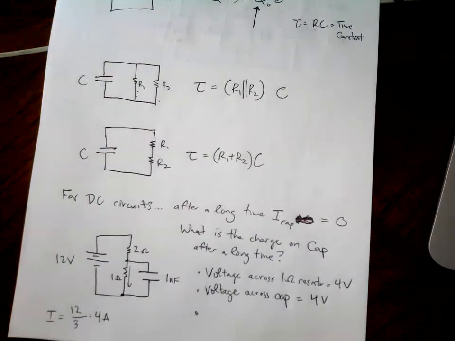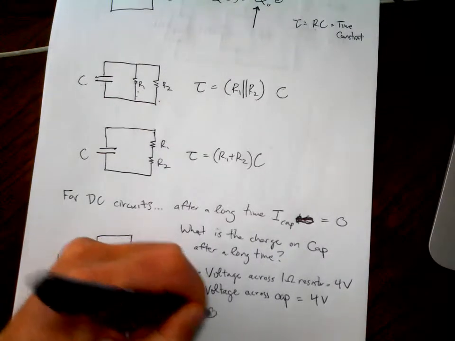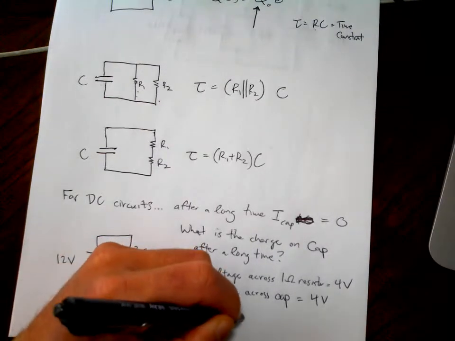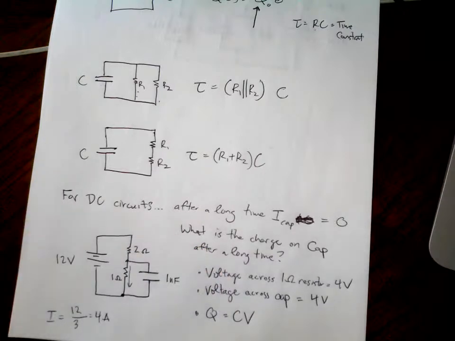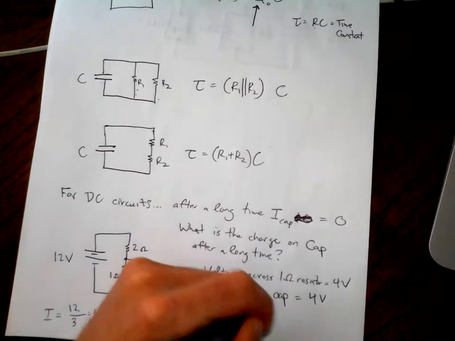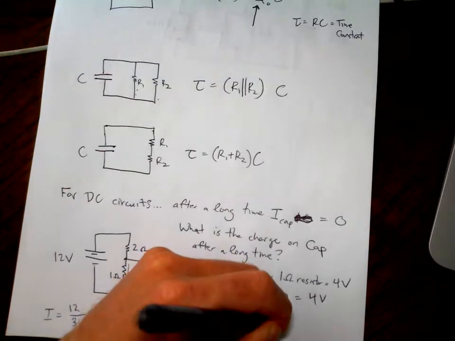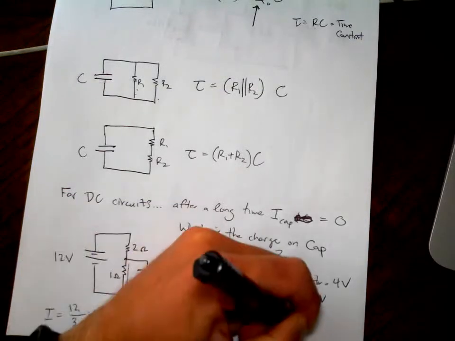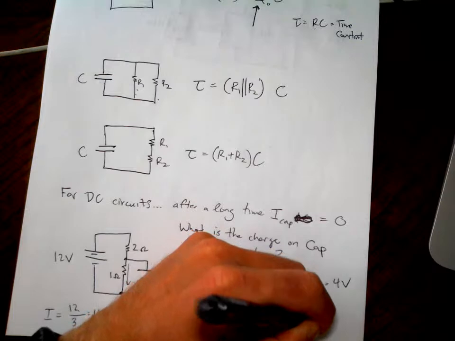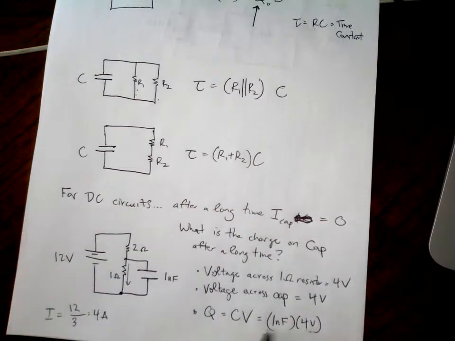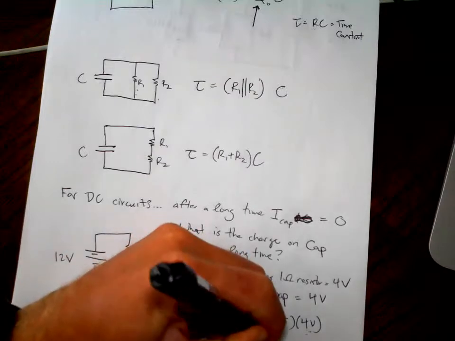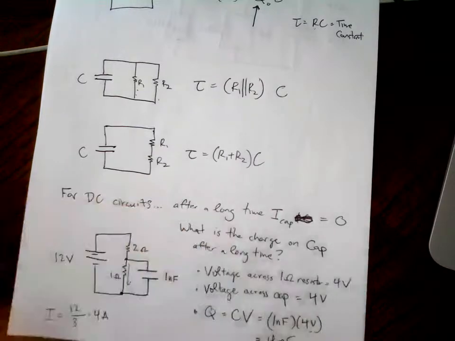Then to get the charge on the capacitor, I would use CV, which is going to be 1 nanofarad times 4 volts. And see how I have 1 times 4, but then I also have a nano. So that's going to be 4 nanocoulombs.